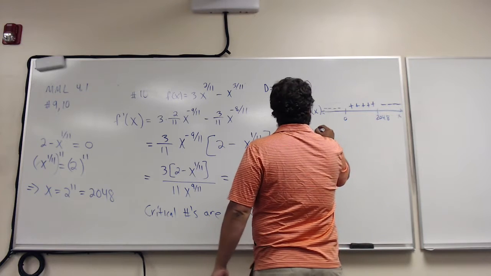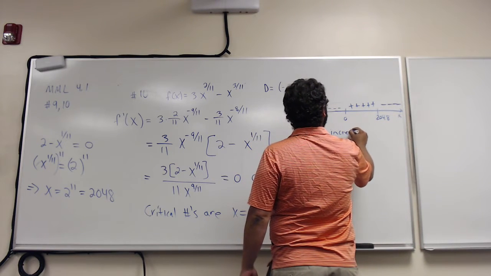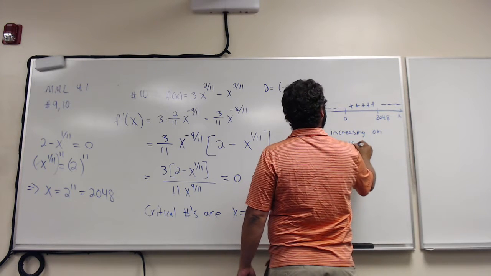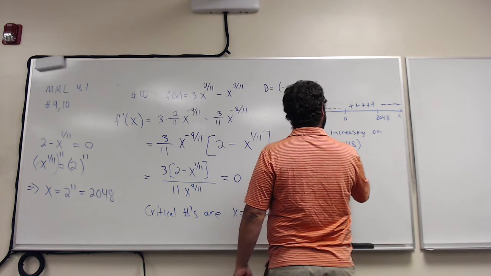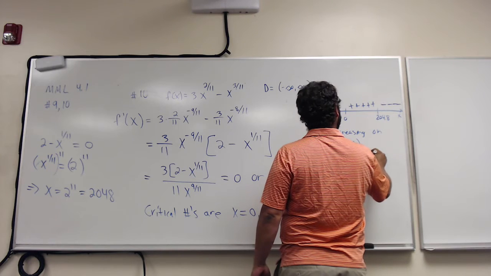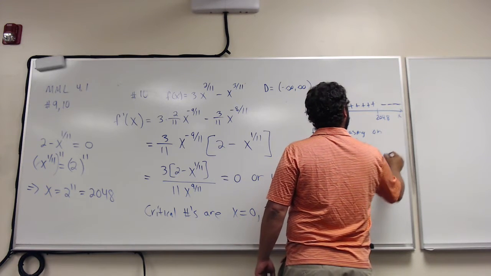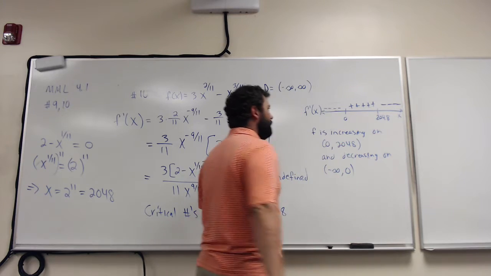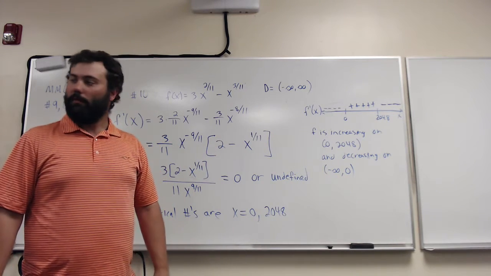Okay, so f is then increasing on 0 to 2048 and decreasing on 2 intervals. One is minus infinity to 0. And what would the other one be?